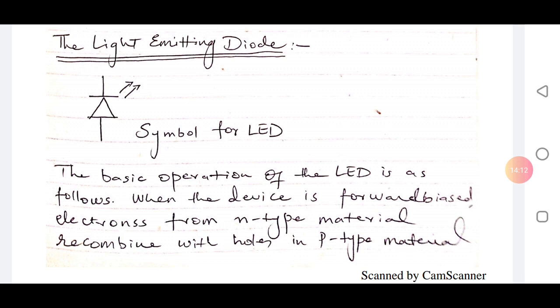The basic operation of the LED is as follows. When the device is forward biased, electrons from the n-type material recombine with holes in the p-type material.